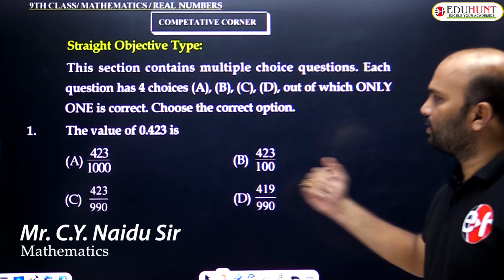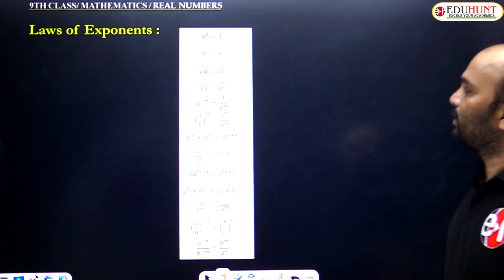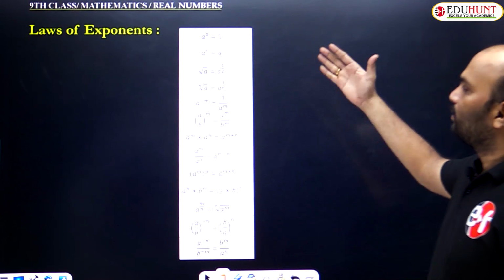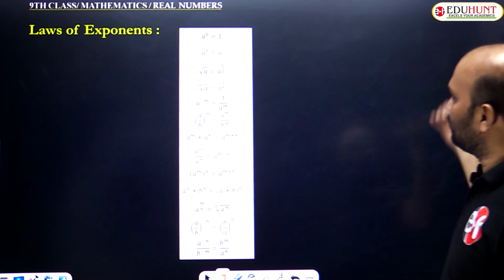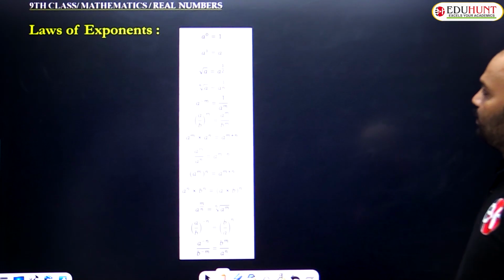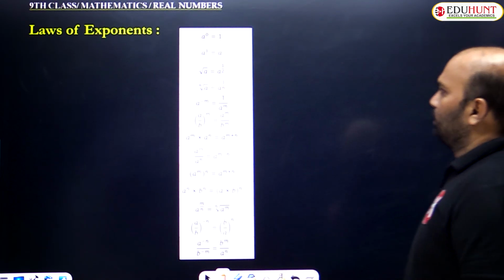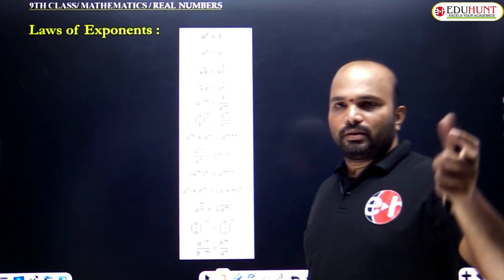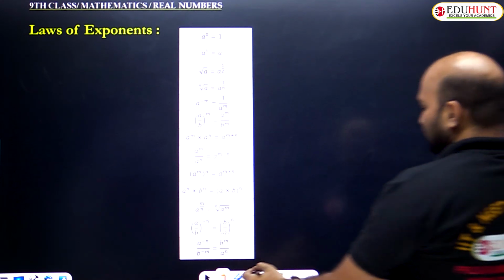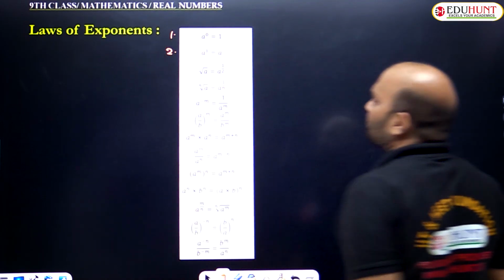But before solving the questions, we have to focus on the laws of exponents. These are very important formulas. These can be used in the problems. Clearly we need to observe a power 0. The first one: a power 0 equals 1. So any number power 0 equals 1. That is the first one. Am I clear? Second one, a power 1 equals a.